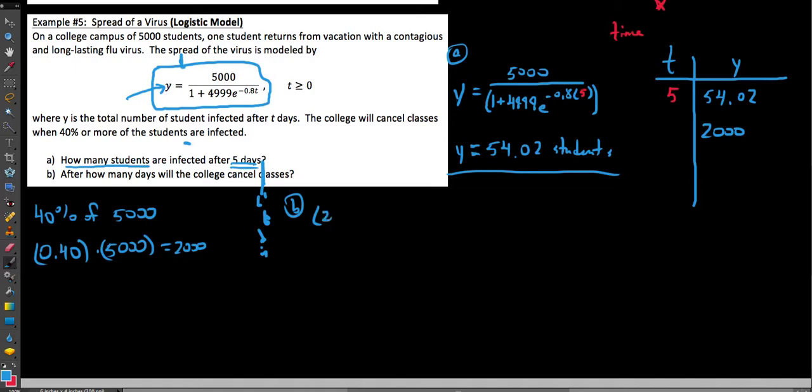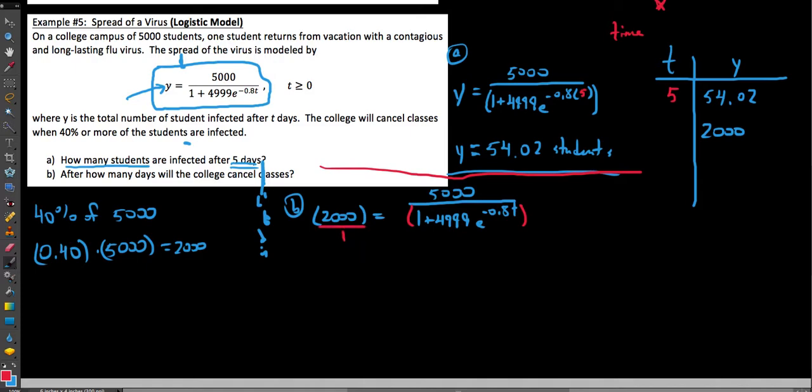So we're going to plug in for our y value here. We're going to say 2,000 students are infected of the initial 5,000. What would have to be the time in order for this to be the case? And so we're going to go ahead and put our model back together. E to the negative 0.8t. And the thing here is that we have to solve for t. So I'm going to give you guys lots of very good advice on how to solve a logistic growth model. And one piece of advice that I'm going to give you right off the bat is this. If you put your 2,000 over 1, we have 2,000 is to 1 is 5,000 is to this 1 plus 4,999 e to the negative 0.8t.